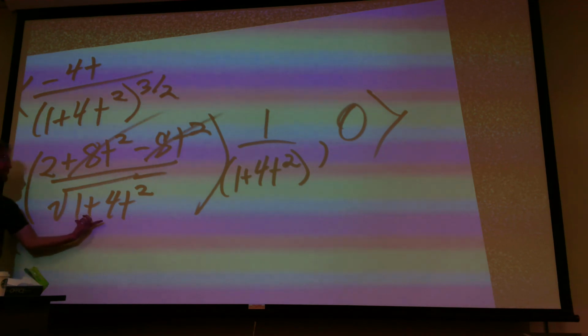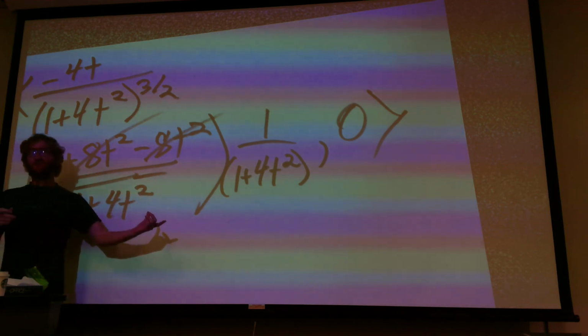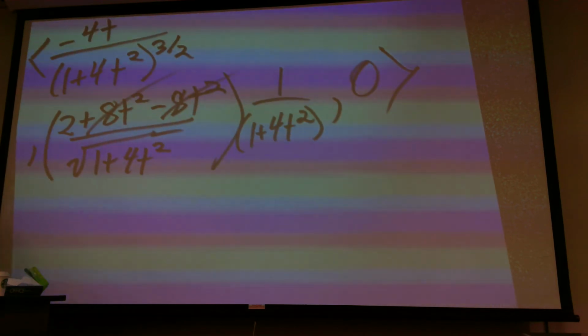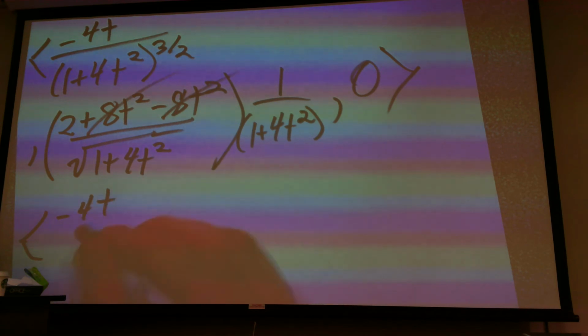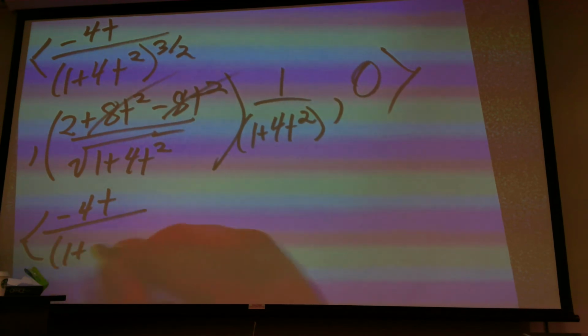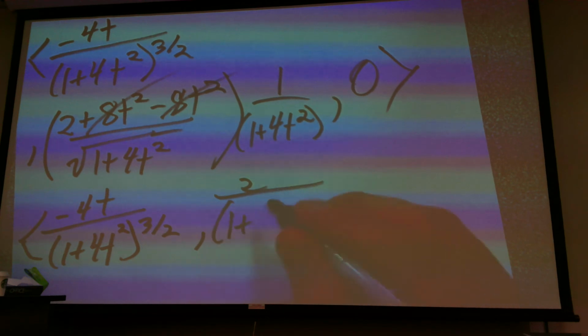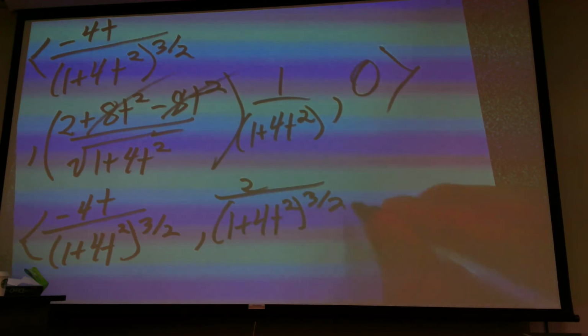So, the square root of 1 plus 4t squared multiplied by 1 plus 4t squared ends up getting into a 3/2 power. So, we get down to this point right here where this is negative 4t divided by 1 plus 4t squared raised to the 3/2 power, and then 2 divided by 1 plus 4t squared raised to the 3/2 power, and 0.